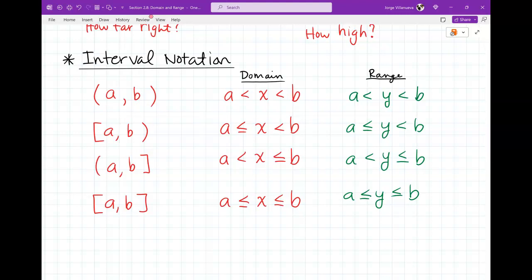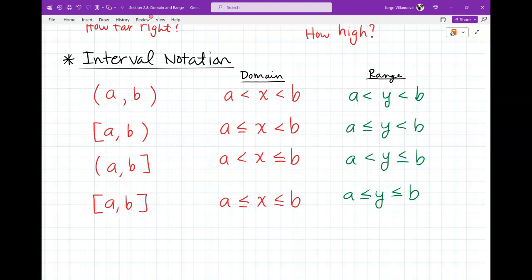For domain and range, you notice they almost look identical, right? But what's the one main difference with the way we write domain and range? Domain has X values, range has Y values. But do the symbols basically stay the same? Yeah, but domain is describing left and right motion. Range is describing up and down motion, from the bottom up. And domain is from left to right.